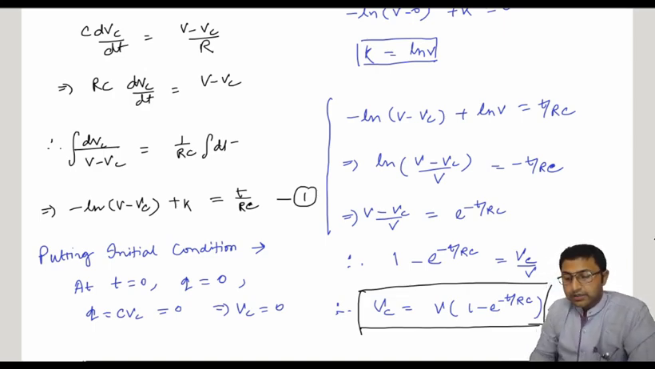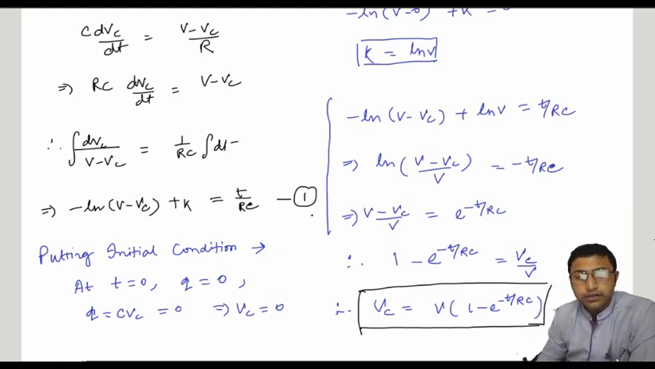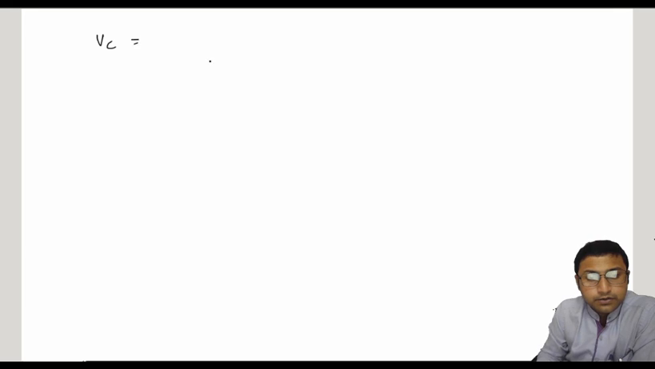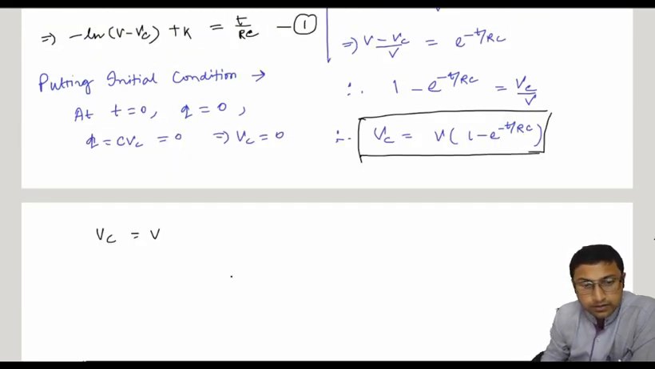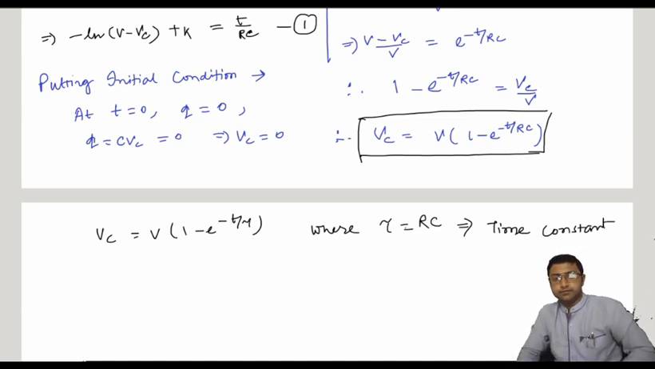Okay, so now we can write the capacitor voltage equation in a different way. What is that? Vc equal to v into 1 minus e to the power minus t by tau, where tau equal to rc, it is known as the time constant. So the time constant of a series RC circuit will be R into C, where in case of RL circuit it was L by R.